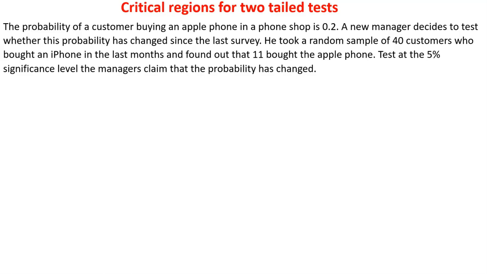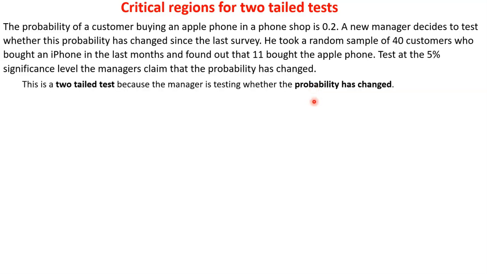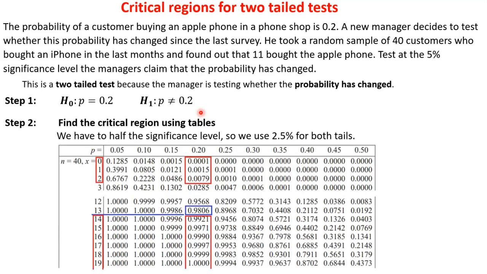So in this question we are checking at the 5% significance level whether the probability of a customer buying an iPhone has changed. So how do we know it's a two-tailed test? Because here it says it has changed. It doesn't say is it bigger than 0.2, is it smaller than 0.2. It's just asking us to check whether it has changed. That's why it's a two-tailed test. So H0 is p equals 0.2 and H1 is p is different from 0.2.